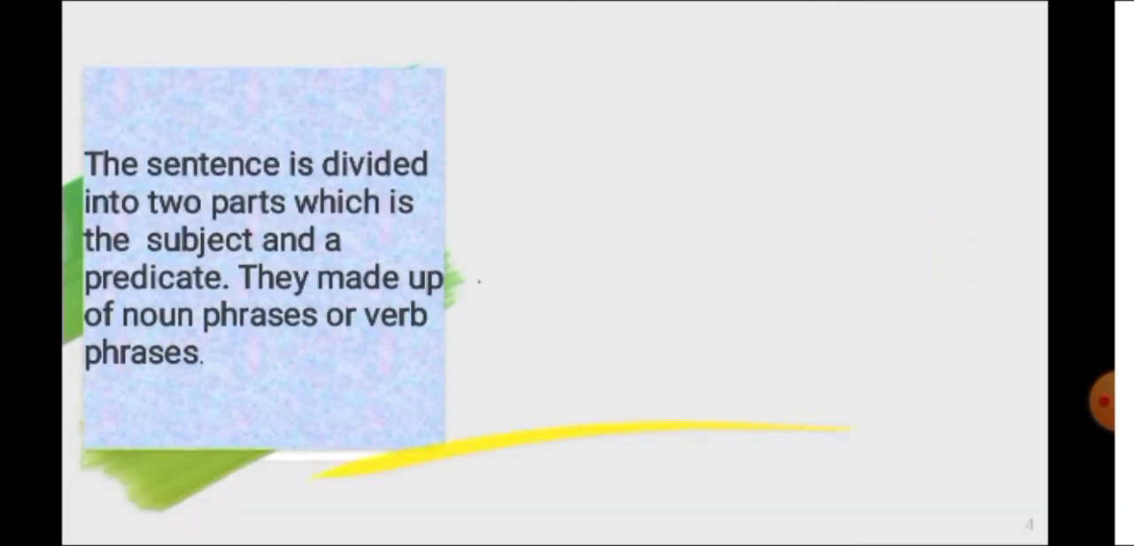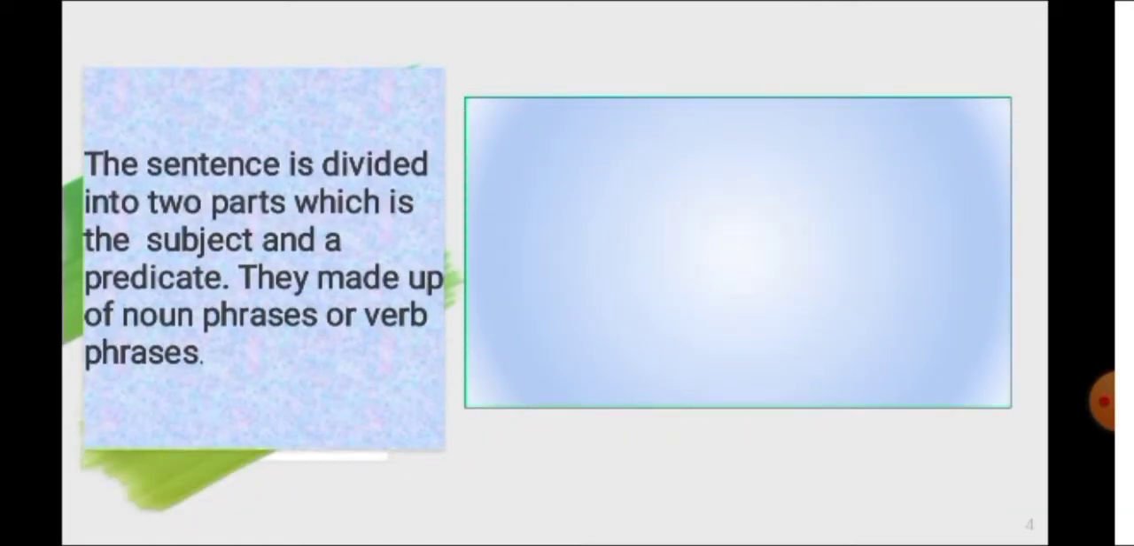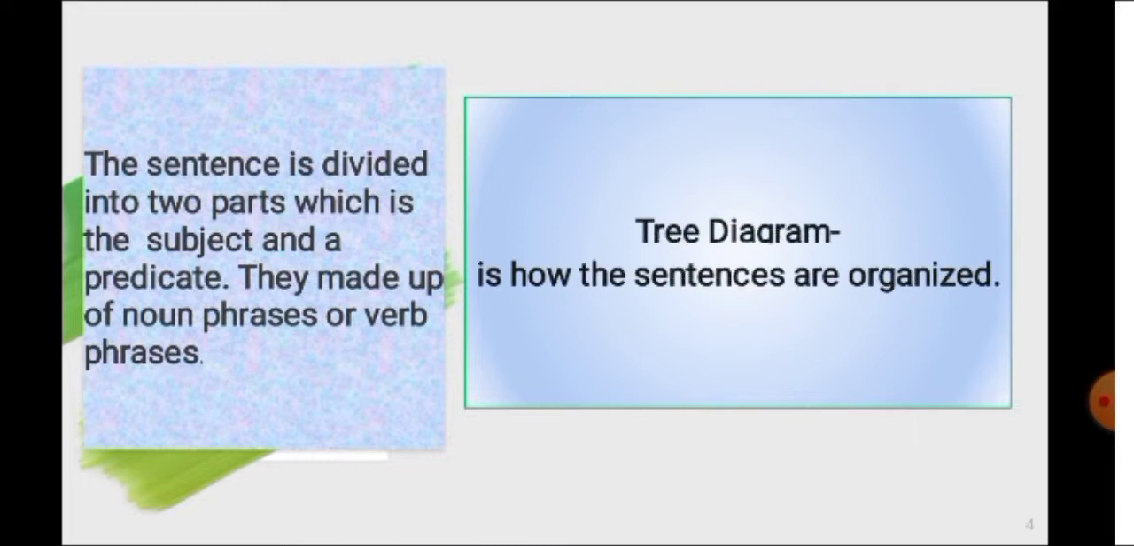Next, the sentence is divided into two parts, which are the subject and the predicate. They are made up of noun phrases or verb phrases. The tree diagram is how the sentences are organized.